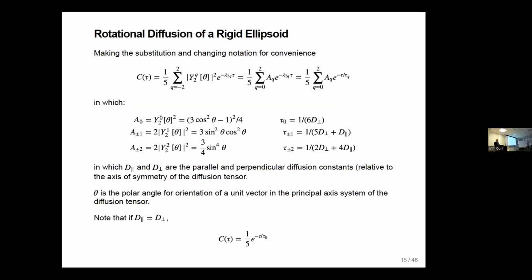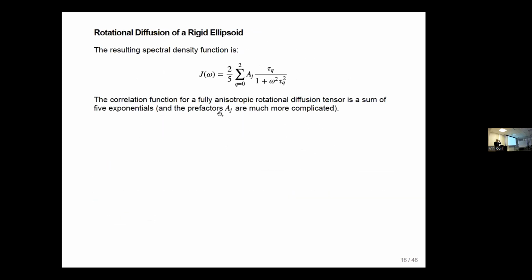Yep. And I should just say if we Fourier transform this, then we just get a linear combination of these terms that always look the same: tau over 1 plus omega squared tau squared.